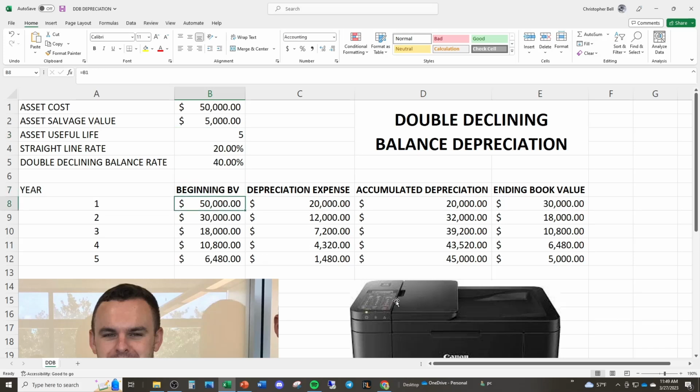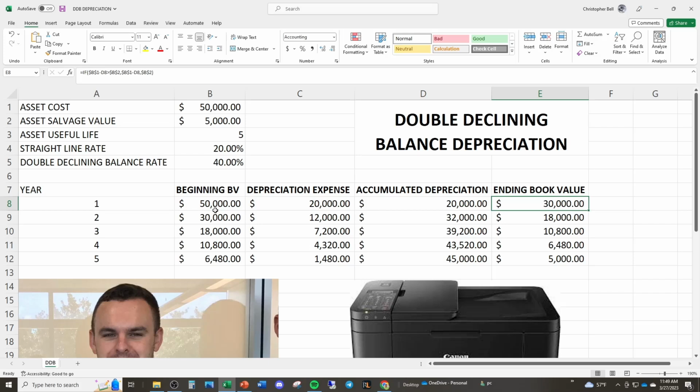So if he pays 50 grand for this top of the line amazing printer, to calculate that year's depreciation expense, Chris takes the book value of the printer times the double declining balance rate. So right off the bat, in the first year, Chris has depreciated $20,000 for the printer. $20,000 of depreciation. You subtract the depreciation expense from beginning book value and you have your ending book value of $30,000.